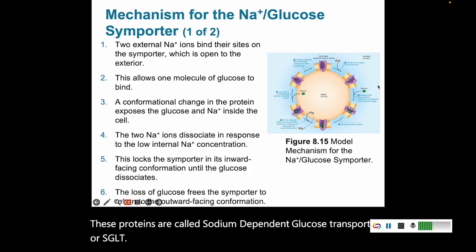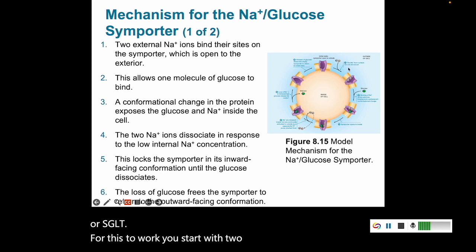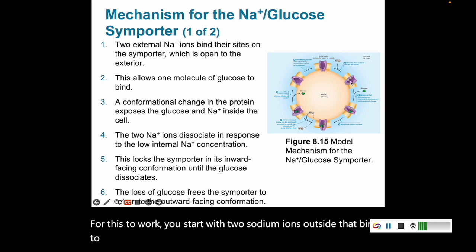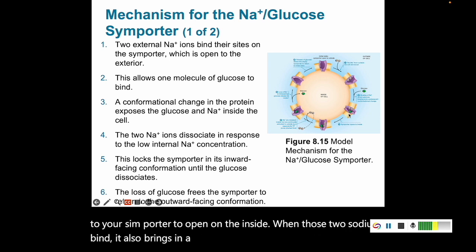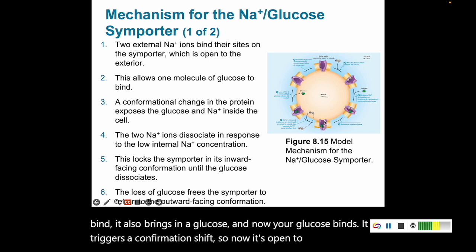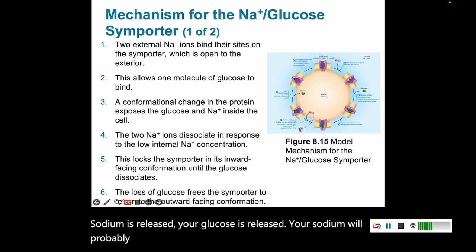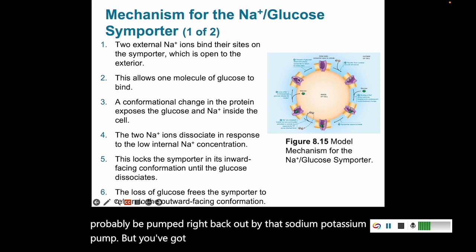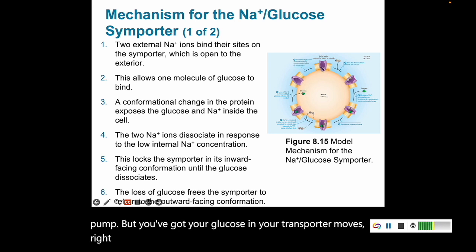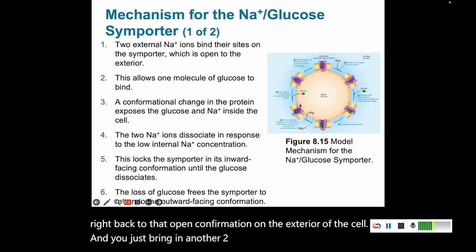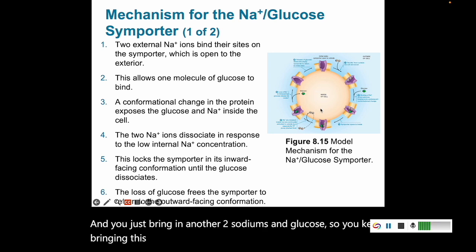For this to work, you start with 2 sodium ions outside that bind to your symporter. It's open on the outside. When those 2 sodiums bind, it also brings in a glucose. And now your glucose binds. It triggers a conformation shift, so now it's open to the inside. Sodium is released. Your glucose is released. Your sodium will probably be pumped right back out by that sodium-potassium pump, but you've got your glucose in. Your transporter moves right back to that open conformation on the exterior of the cell, and you just bring in another 2 sodiums and glucose. So you keep bringing this glucose into your cell, even when there's not a lot in the environment.